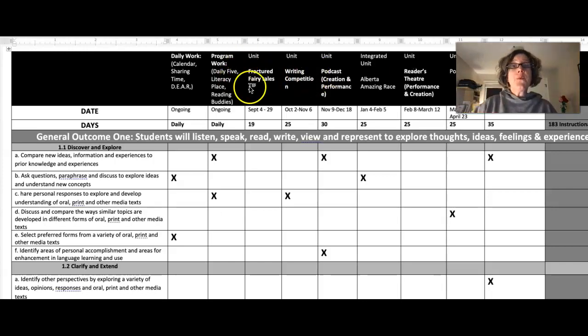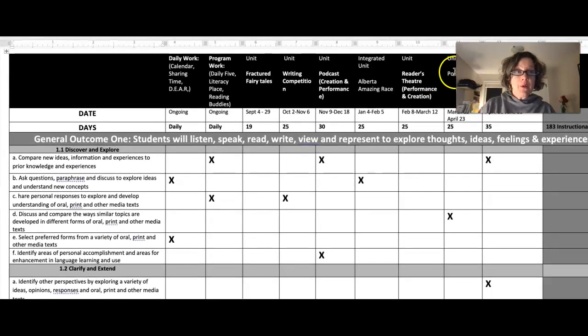So for my grade 4s, I'm going to do fractured fairy tales, where they look at fairy tales from different perspectives and then change the endings. I'm going to do a little writing competition where we send our writing into a competition in November. I'm going to do a podcast where we create and perform. Then Alberta Amazing Race, which is integrated with social studies, where they cruise around Alberta in an amazing race kind of way. Then a little readers theater, performance and creation, and then a poetry unit.